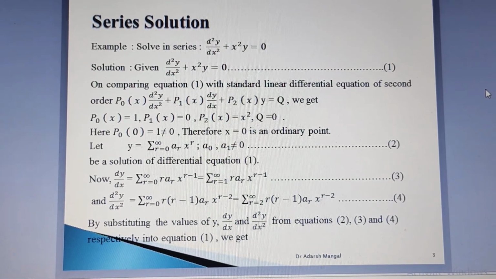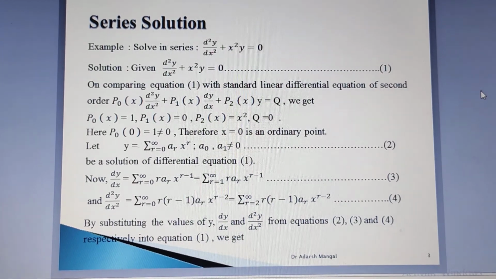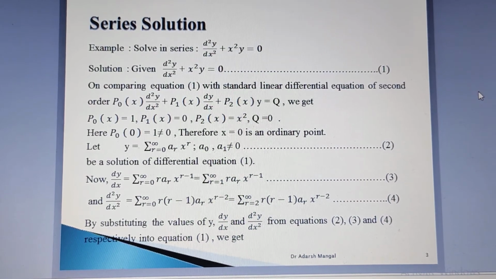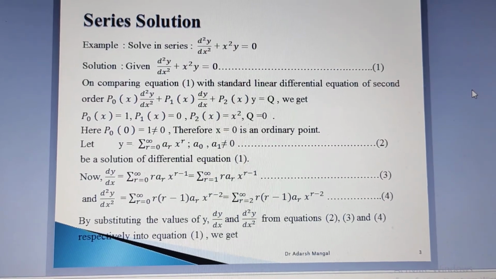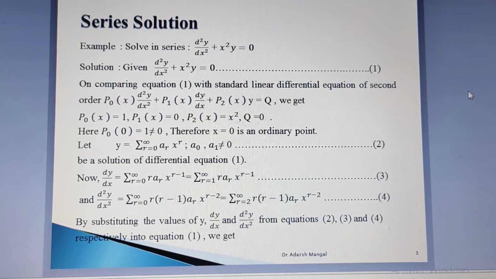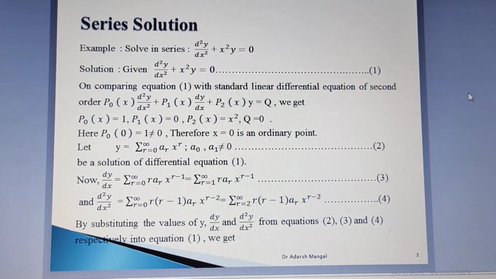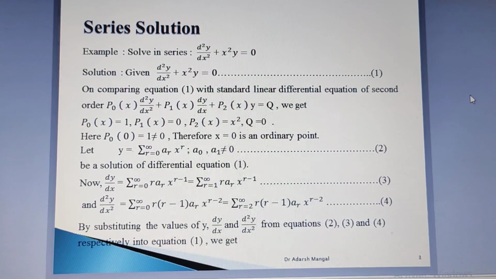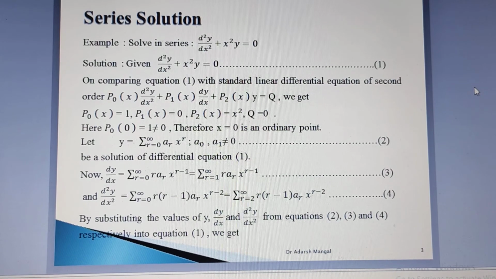Now let us assume that the series solution of given equation 1 is y is equal to summation ar x power r, where r is running from 0 to infinity. This is equation 2, where we have also assumed that a0 and a1 are non-zero. Otherwise, these are the terms from which we begin the series. If they are equal to 0, then it might be possible that the series solution is entirely 0, which is practically impossible. So we have assumed a0, a1 are non-zero.